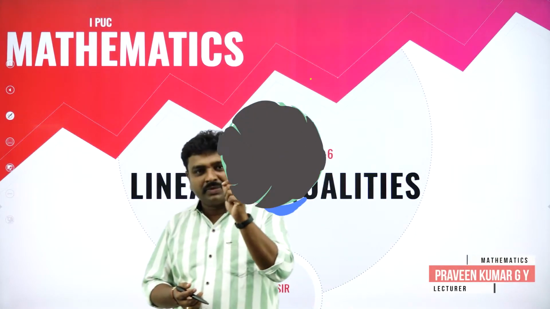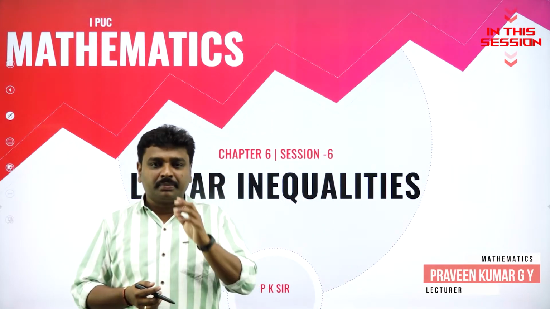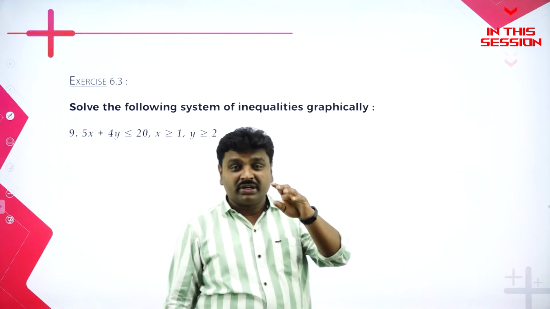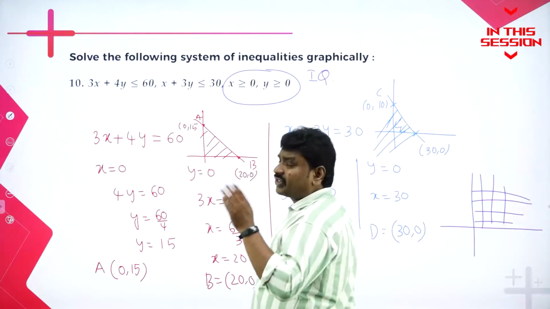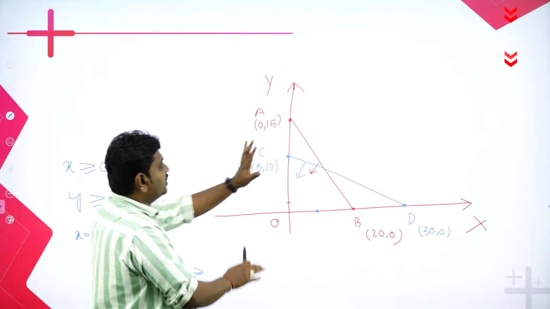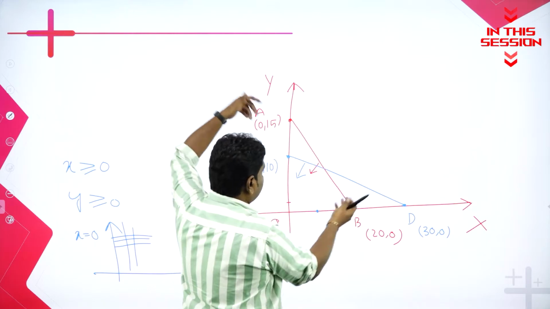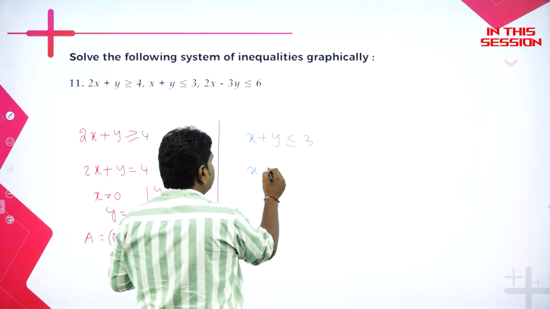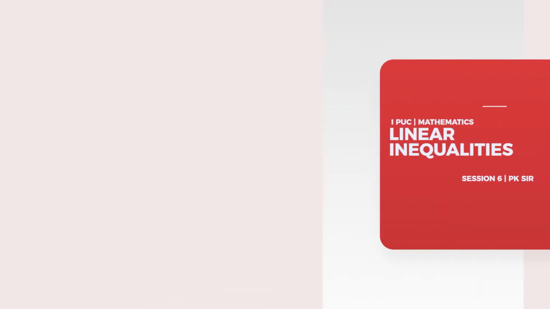Now we'll solve the problems of linear inequalities by graphical method. Solving inequalities by graphical method is an important concept which helps you to do x0 is y-axis, y0 is x-axis. Greater means the graph should lie only in this quadrant. So don't stretch the lines further. X plus y less than or equal to 3, equate it to 3, x plus y equal to 3.